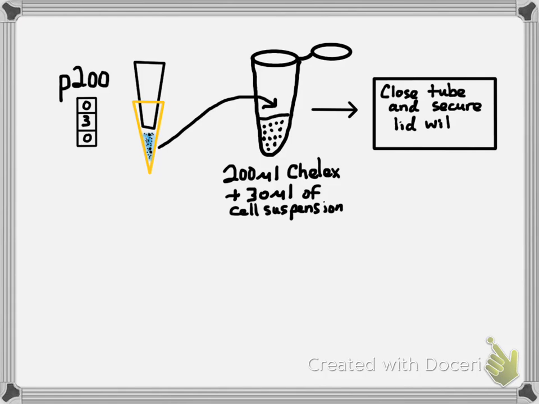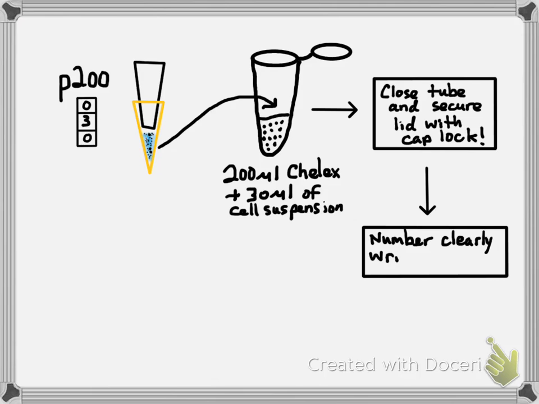Now you're ready to transfer your tube to the boiling water bath. Close your lid tightly and secure it with a cap lock. You can also poke a hole using a push pin to vent the tube if you want. The point is that we want to make sure that the pressure building up in the tube doesn't cause it to burst open. Make sure you can clearly read the number you've written on the lid. Sometimes the number on the side can come off in the water bath.